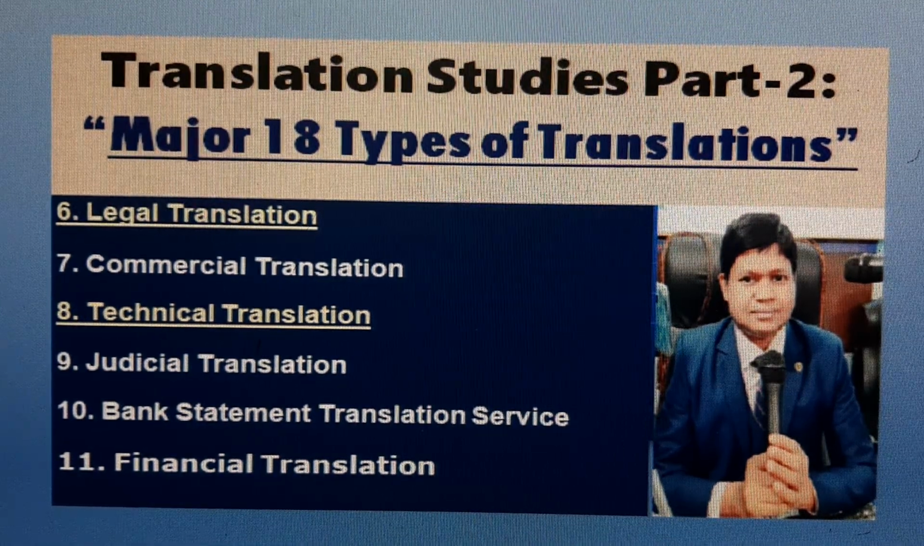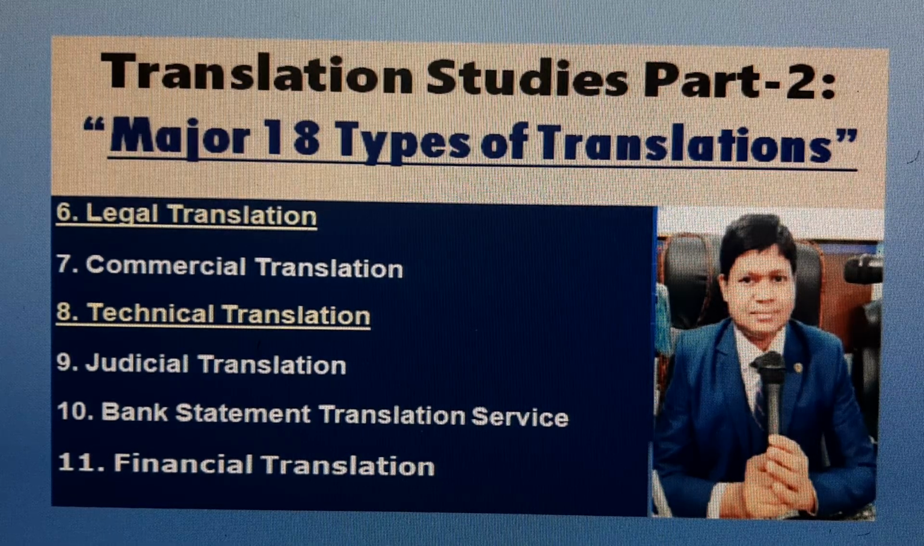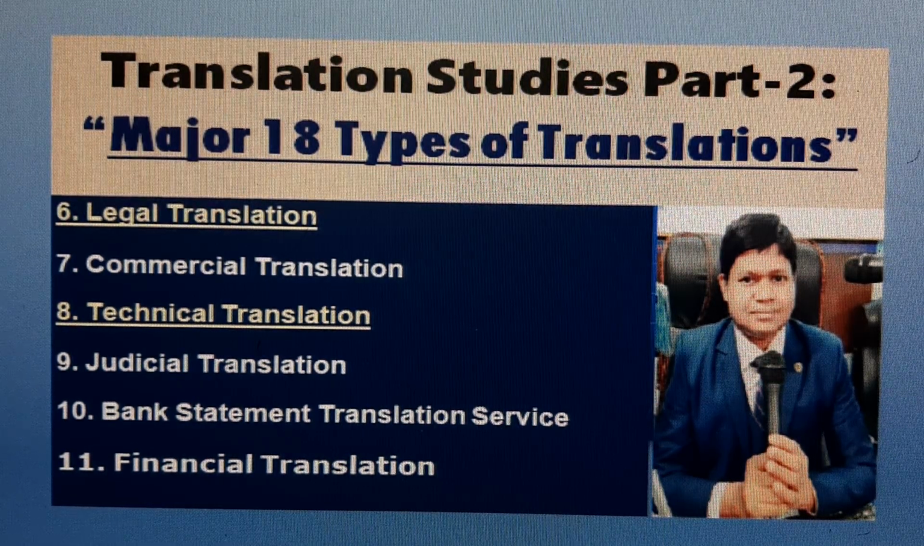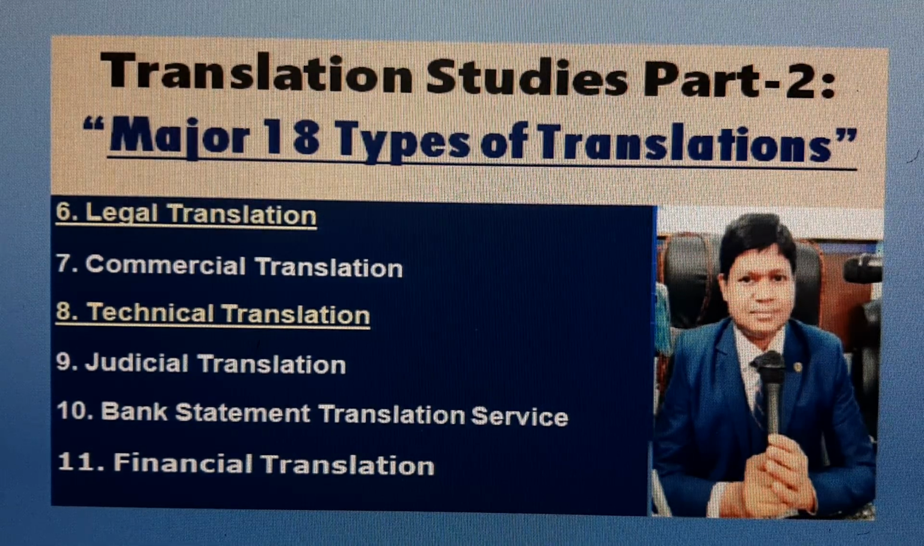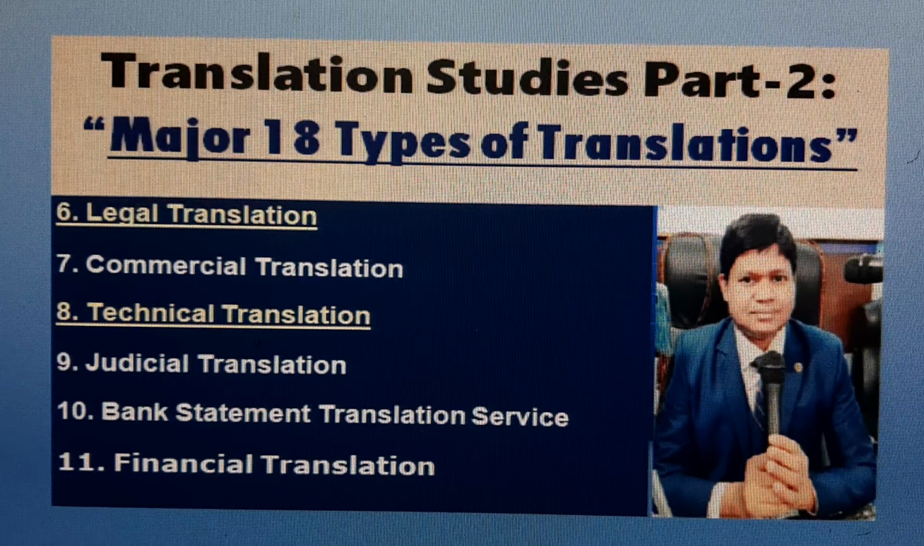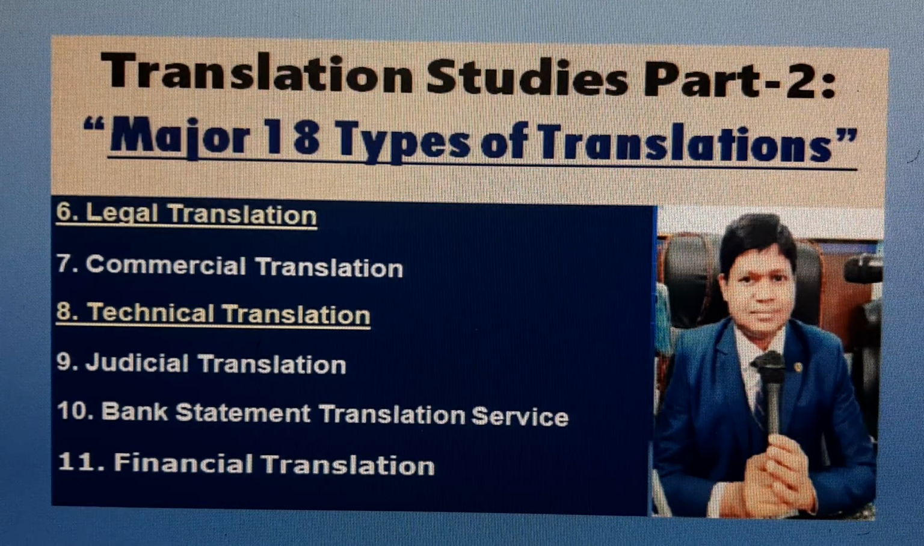Number 7, commercial translation. Commercial translation is a kind of translation that necessitates translators who possess specialized skills like knowledge of the business jargon and the industry to which the business belongs. The types of text in the translation of commercial documents could include business correspondence, reports, tender documents, company accounts, memos, and so on. Sometimes this could overlap with legal translation if the company handles legal paperwork.